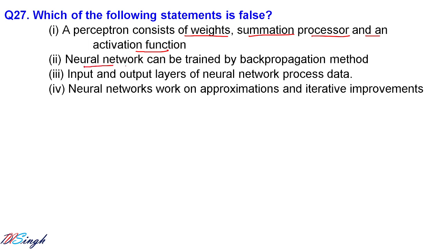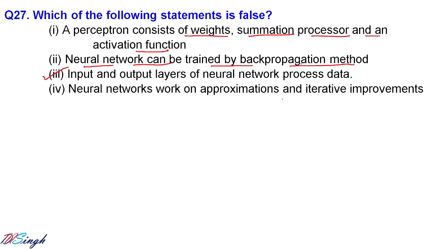A natural neural network can be trained by back propagation method. Yes, for neural network we have the back propagation, that is also called reinforced learning. Input and output layers of the neural network process data. No, hidden layer is going to process the data. So this is false about the neural network.